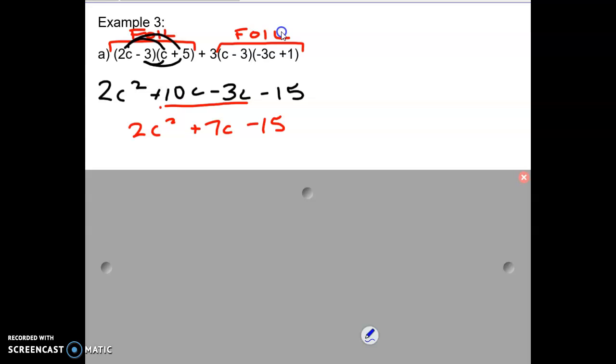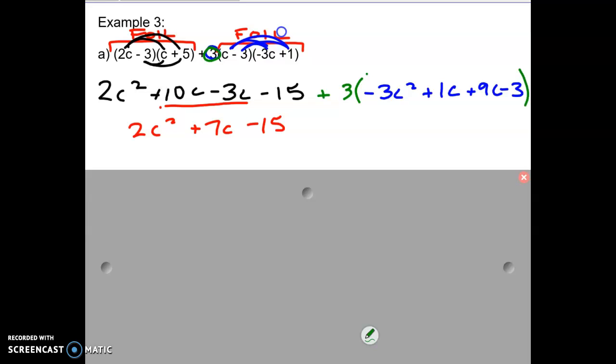I am going to switch colors here just so that you can see the two pieces. I'm actually not going to consider that 3 right now. I'm just going to FOIL the c minus 3 and then negative 3c plus 1. Okay? So c times negative 3c is negative 3c squared. Then I have c times 1 is 1c. I have negative 3 times negative 3c is positive 9c, because they're both negative, so it makes a positive. And then we have a negative 3 times a positive 1, which is a negative 3. But again, this 3 from before would technically be in front multiplied by all of that.